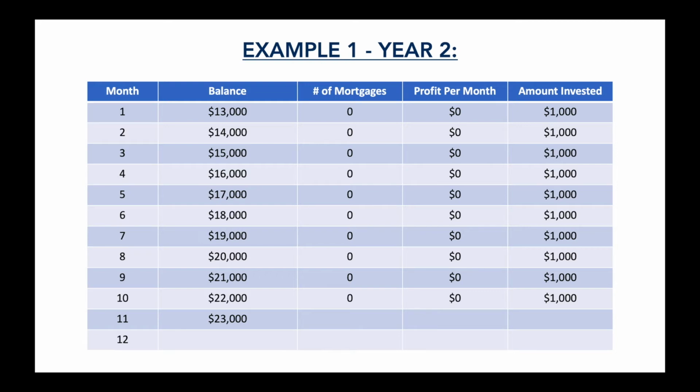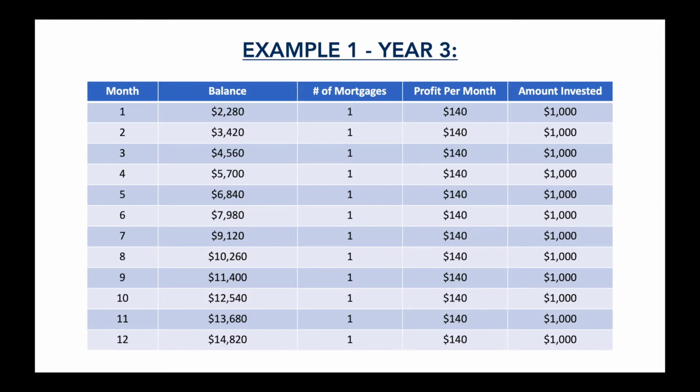Earlier, we mentioned that we needed exactly $23,000 saved up in order to purchase our property if we want a mortgage of $20,000 and a capital expenditure savings of $3,000. So here we have $23,000 saved up. We subtract $23,000 for the down payment and the capital expenditure savings, and we're left with a balance of $0. But we do have 1 mortgage now, which means that we have a profit per month of $140. Again, we invest $1,000 of our own money, and we continue the pattern through the end of the year.